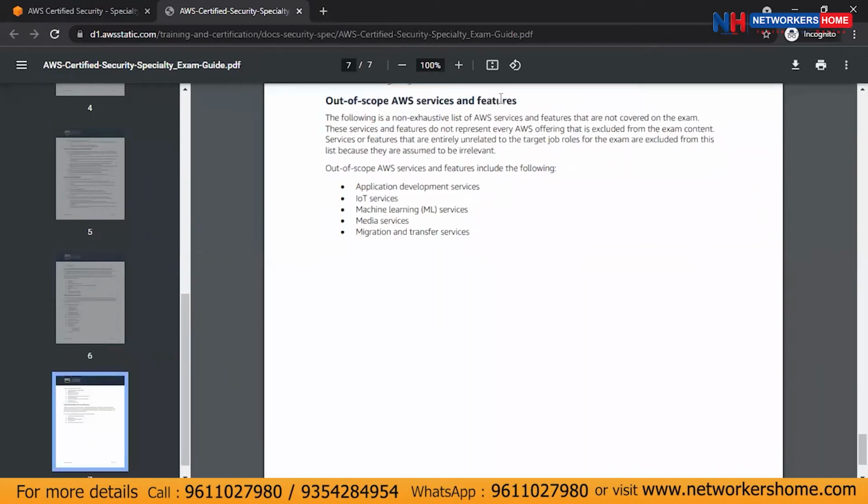Out of scope AWS services and features. It says you need to have some high level knowledge from this domain, like application development services, IoT services, machine learning, media services, migration and transfer services. The following is a non-exhaustive list of AWS service features that are not covered on the exam. These services and features do not represent every AWS offering that is excluded from the exam content. Service features that are entirely unrelated to target job roles for the exam are excluded from this list because they are assumed to be irrelevant. Seems they are not part of the exam, out of scope.